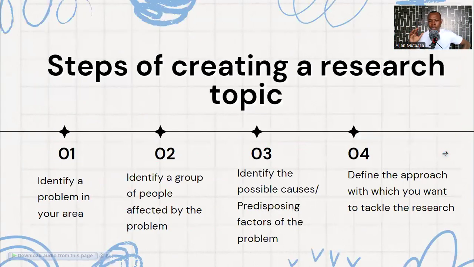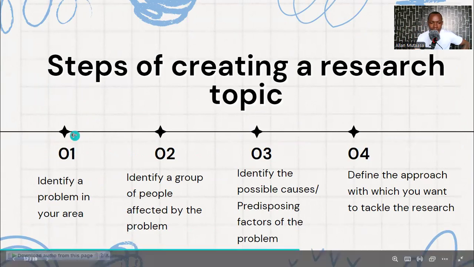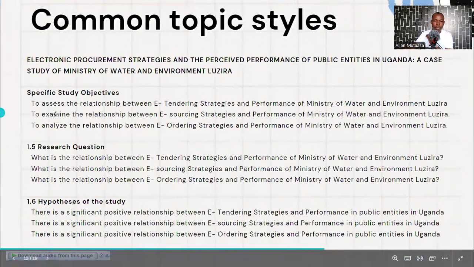Now, for you to come up with a research topic, you have to first identify a problem in your area, identify a group of people that are affected by the problem, identify possible causes and predisposing factors to the problem, and then define the approach which you want to tackle the research. And it's also called the methodology. So if you follow this one, we are easily going to get a very good research topic.